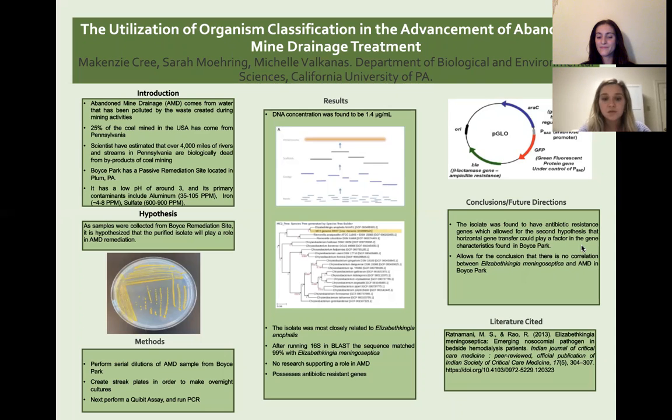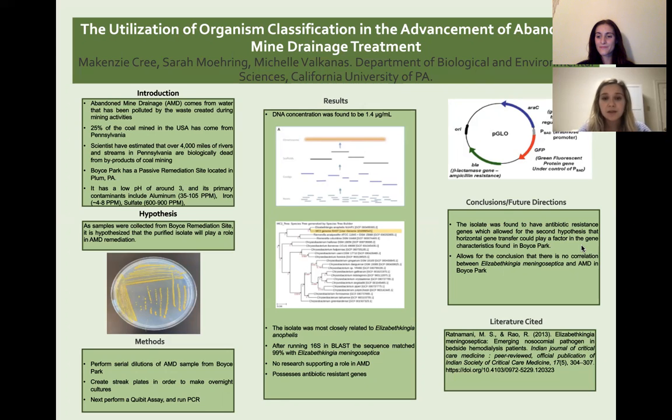We also found that there was no scientific research that supported that it played any type of significant role in acid mine drainage. The research did show that it has been found in hospitals, in their water supply and their medical devices, such as catheters, feeding tubes, and respirators. And this bacteria is most commonly known to cause meningitis in newborns.